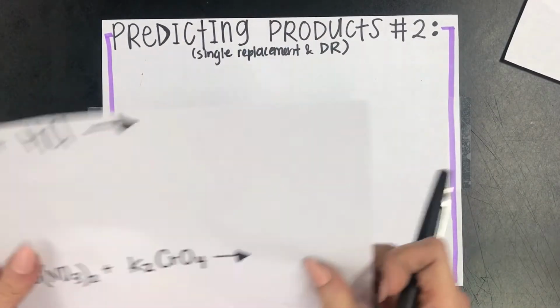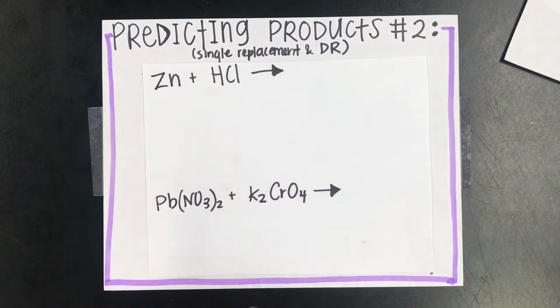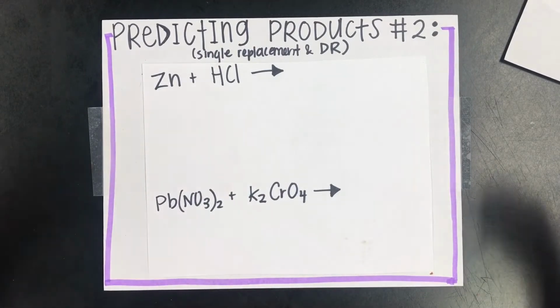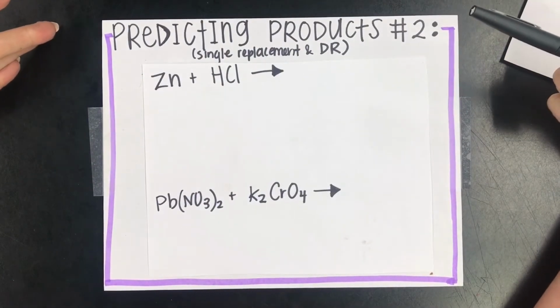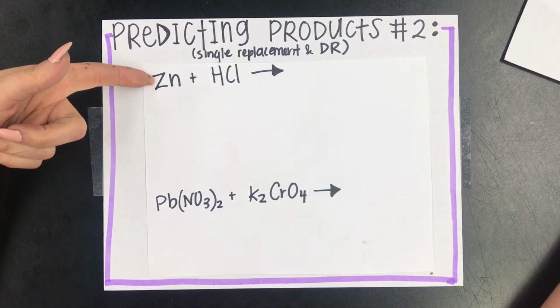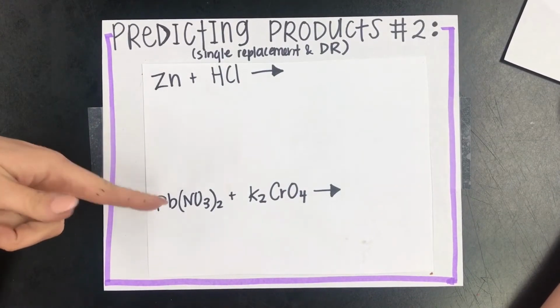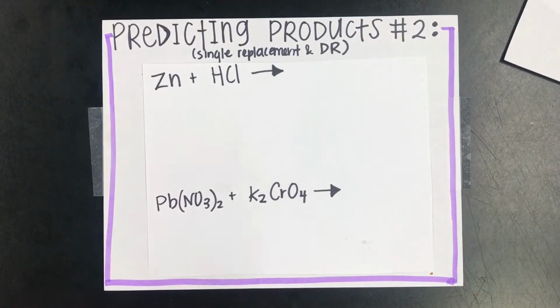So now you can pause the video and try these. When we come back, obviously we will have them solved for you. Okay, so for this one, let's just go ahead and identify what types of reactions they are. This first one, single replacement. This one, double replacement. So let's start with solving the single replacement.